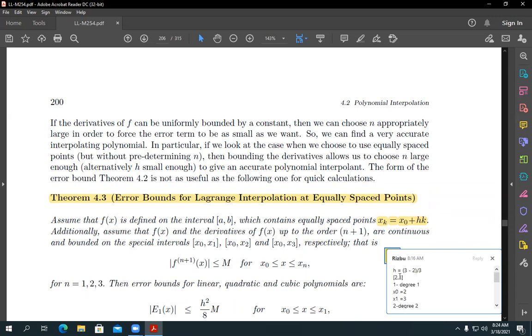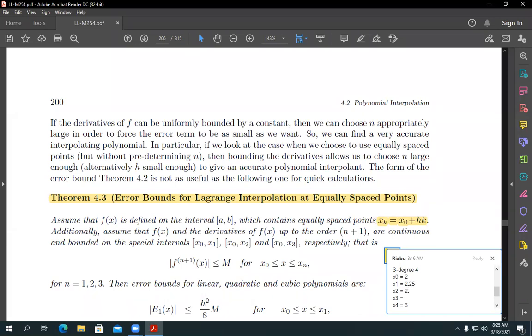We have this formula: 3 minus 2, divided by the degree. The degree is 4. So this becomes 1 by 4, which means 0.25. So what is your x1? Any student? What is your x1? 2.25. Yes.